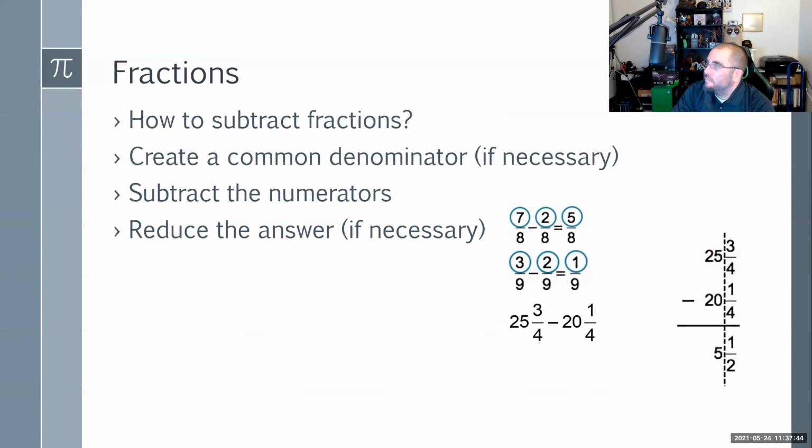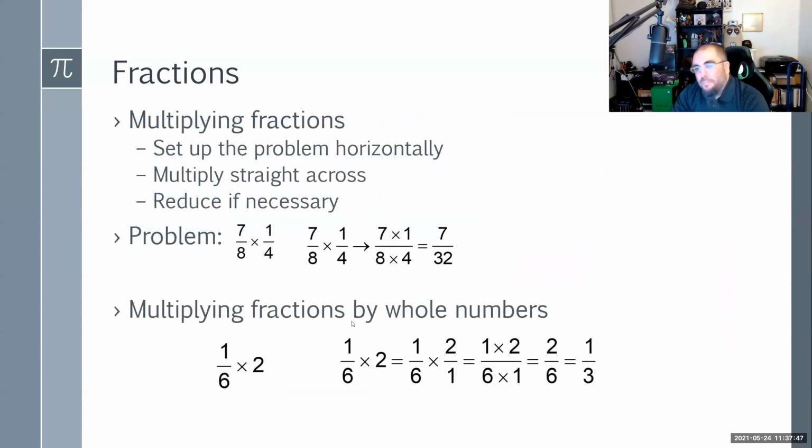Here, drawings. All right. So multiplying fractions. Multiplying is different than addition and subtraction. When you multiply fractions, you are going to set the problem up horizontally and multiply straight across. So you're going to multiply numerator against numerator and denominator against denominator. So here we have 7/8 times 1/4. We're going to set it up, and we are going to multiply 7 times 1, which is 7. We're going to multiply 8 times 4, which is 32, right? So our answer would be 7/32.